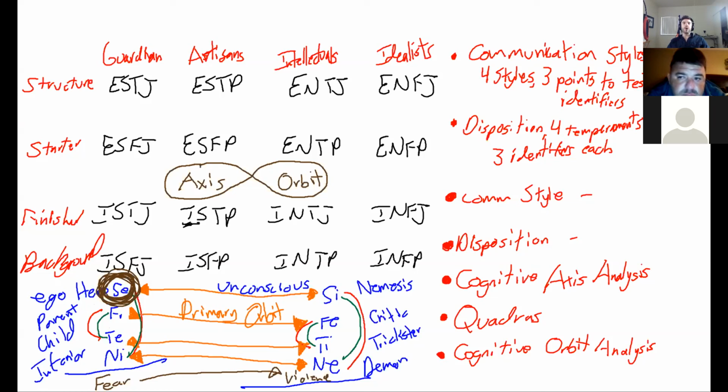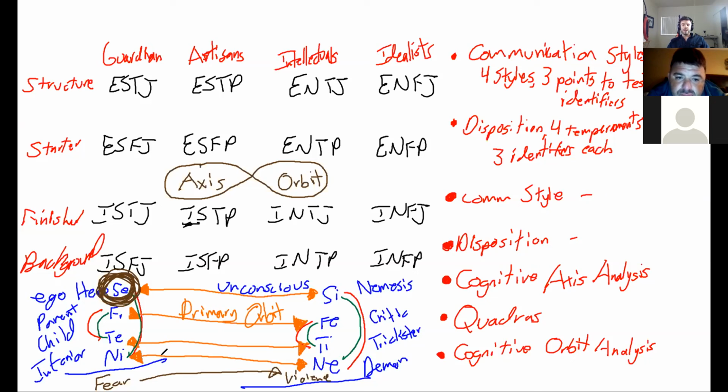That's the worst part of an ESFP. That's where an ESFP's sin nature or human condition comes from. Everyone has something like that. So that's an orbit. That's a cognitive orbit when you have the inferior function and the Ne function.